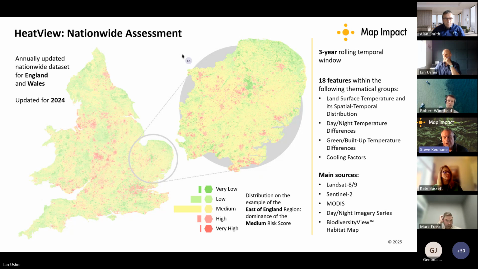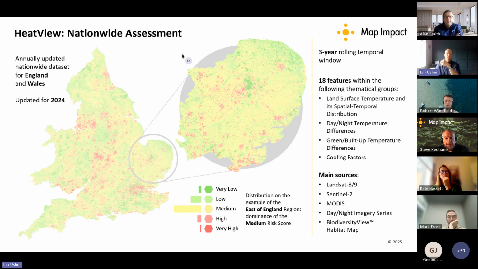Again, main sources, so satellite imagery here, day-nighttime imagery series. We're picking up an understanding of how bad the locked-in nighttime temperature is in addition to the daytime temperature. And again, understanding the land cover. Inner cities where it's all concrete, that acts like a sponge in terms of trapping in and storing heat.